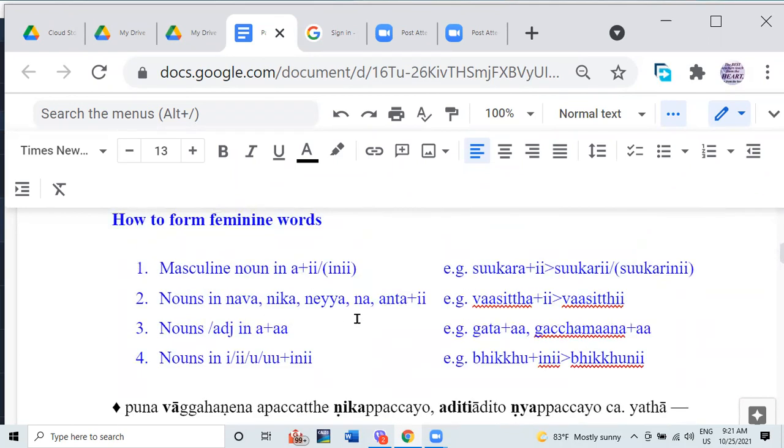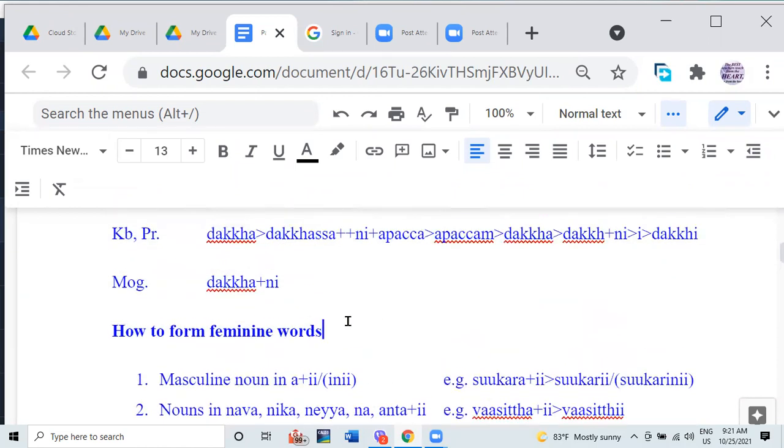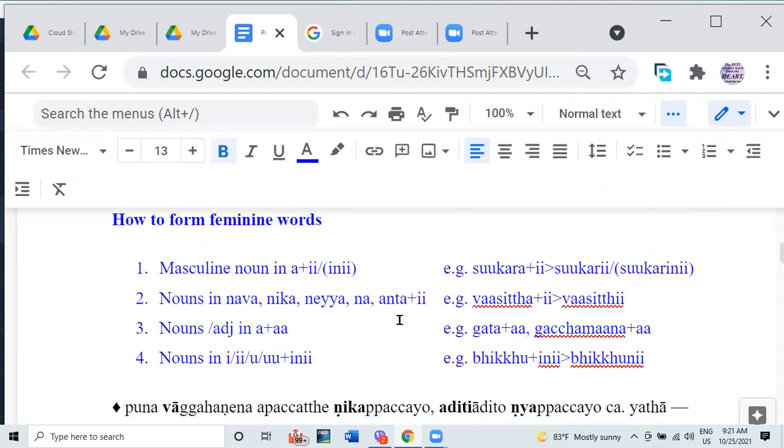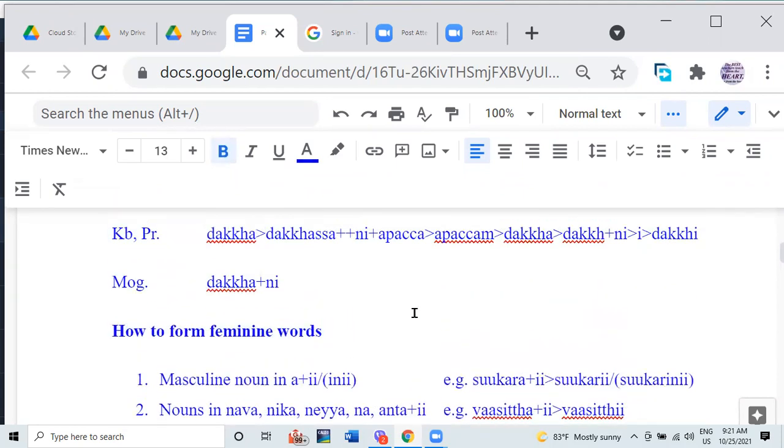Be careful of these: how to add feminine suffixes. How to form feminine words? There are three feminine suffixes: a suffix, i suffix, and in suffix.